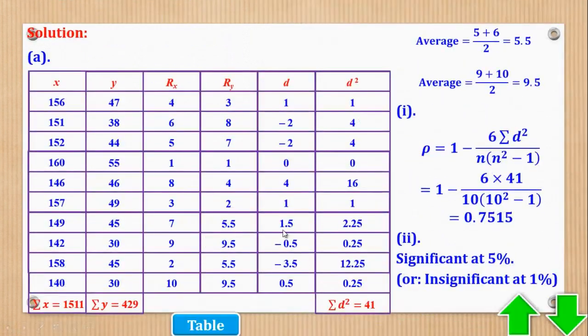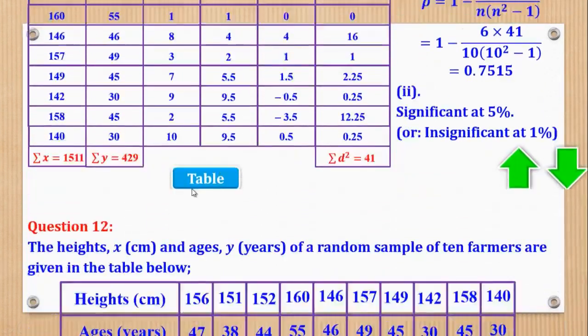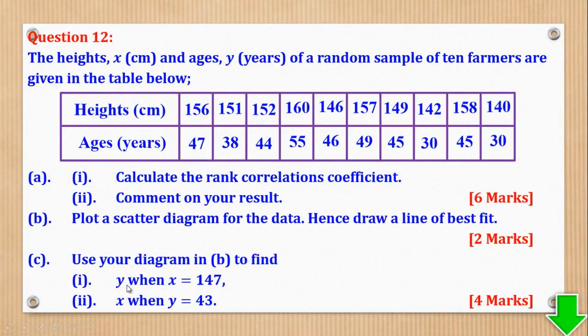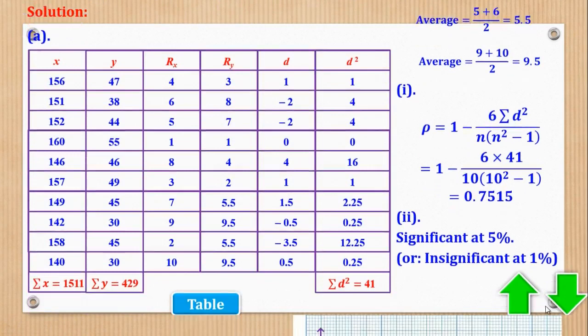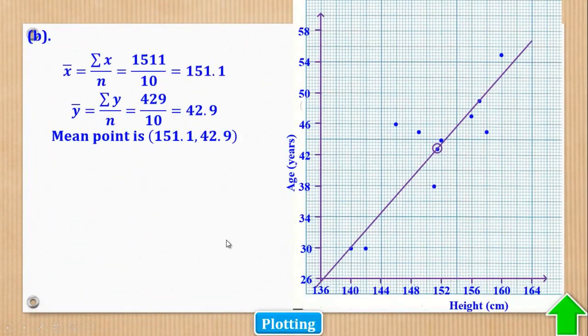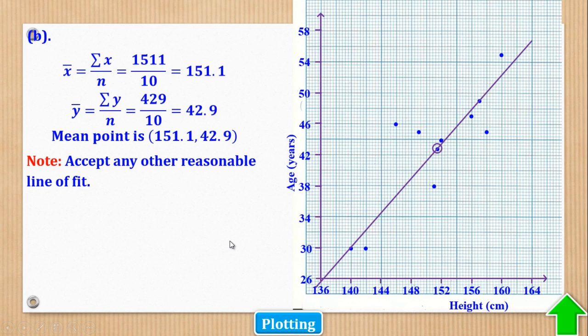Next is to go to part C. Roman 1, find y when x is 147, and Roman 2, find x when y is 43. So let's start with Roman 1. When x is 147, what is y? So it is okay to draw any other line of best fit provided it fulfills those three conditions.